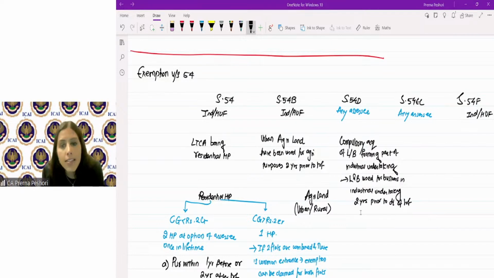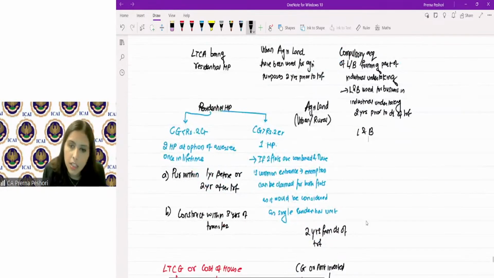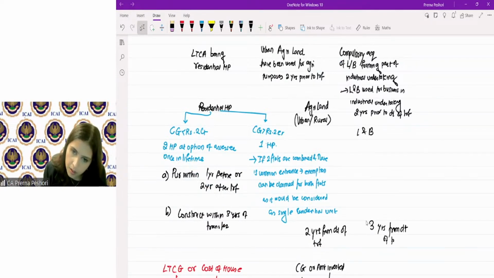And what is the specified asset that the assessee should purchase? He should purchase any other land or building within 3 years from the date of transfer. So, he should purchase any other land or building in what time? Within 3 years from the date of transfer. And in case he is not able to purchase before the due date of return of income, he can of course deposit it in the capital gain account scheme.